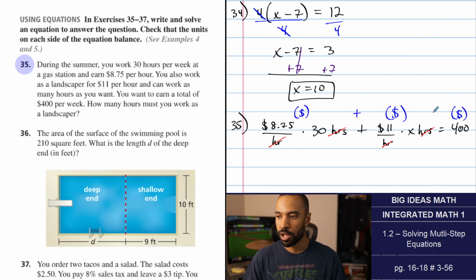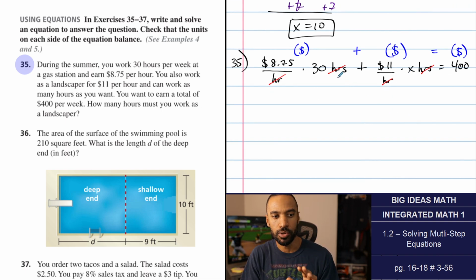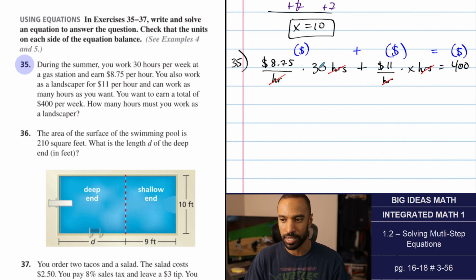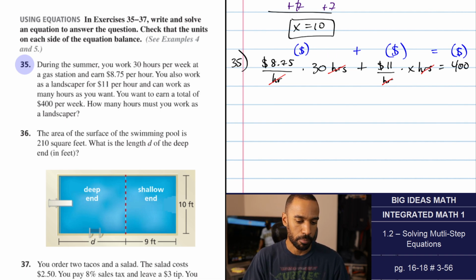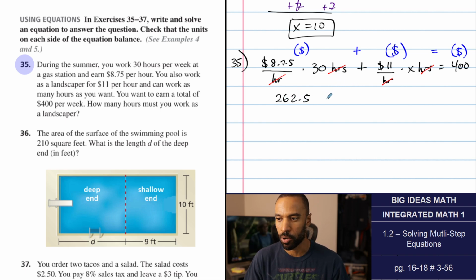Dollars plus dollars equals dollars. Right now I'm in agreement. It says check the units on each side of the equation balance. These are balanced. Dollars plus dollars equals dollars. And that happens by canceling out hours when you do rate times time. Okay. Now 8.75 times 30. I don't want to mess that up, so calculator ahoy. That's $262.50.